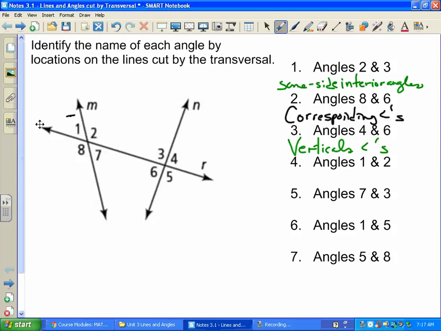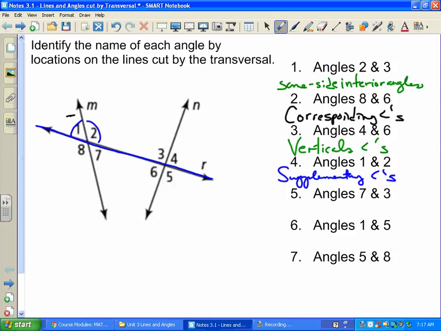Okay, so continuing on with question number 4. Angle 1 and angle 2 are also at an intersection together. So this again is a different kind of angle from vertical because they're not across from each other. They're side by side. And angles on a straight line that are side by side are supplementary because they add up to 180. Or you could say they're a linear pair. That also would be a correct answer because they add up to 180.